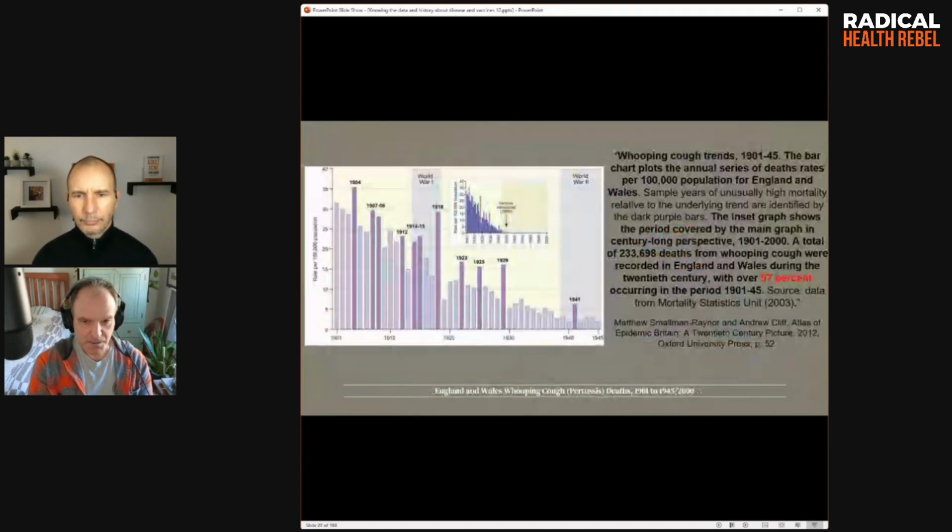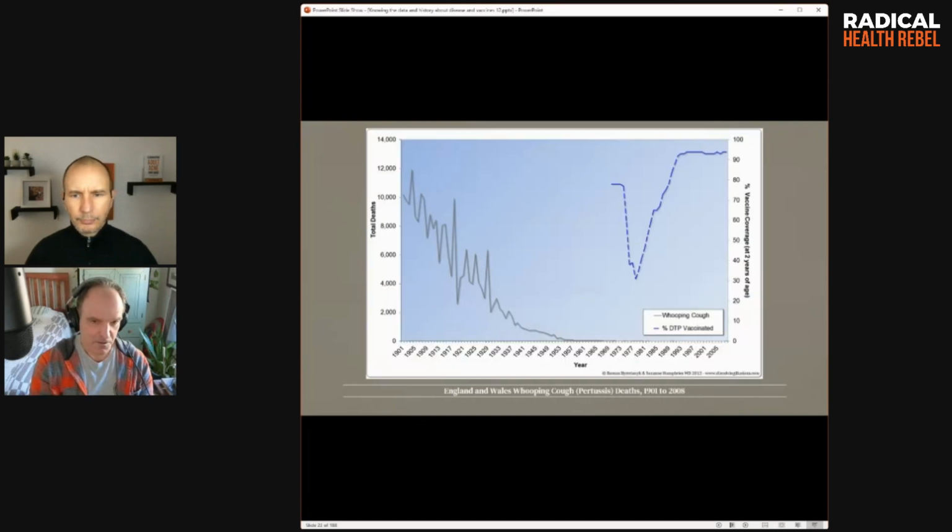And this was recognized in a particular book from 2012. And here they noticed that you had basically a 97% decline before there was a vaccine in the 50s, right? So most of the work was already done. Yeah. So you can go look up this book, Atlas of Epidemic Britain, a 20th century picture. And this is their picture in the book. So I'm not the only one that ever noticed this. But it's rarely noticed, and it's almost never mentioned. Yeah.